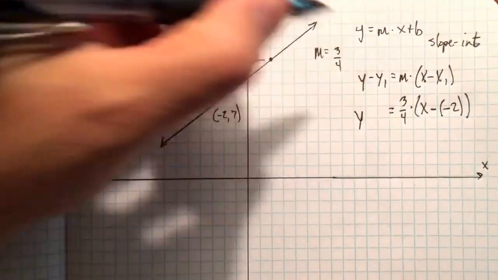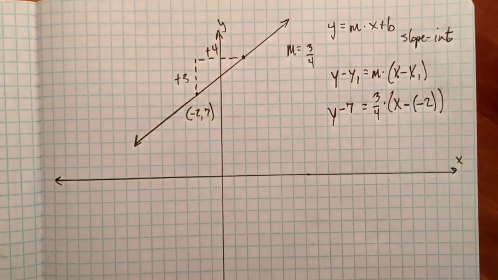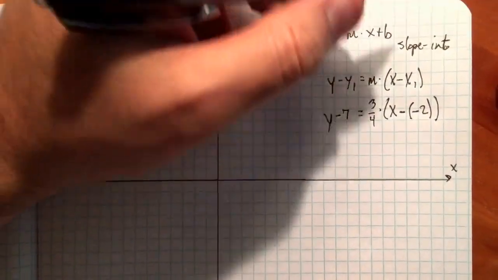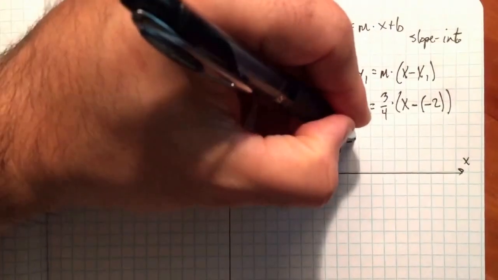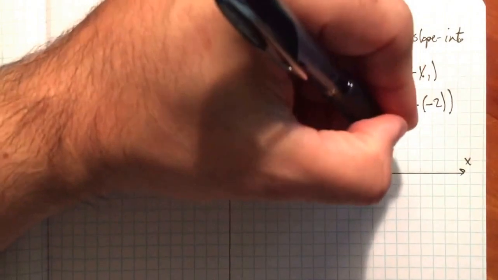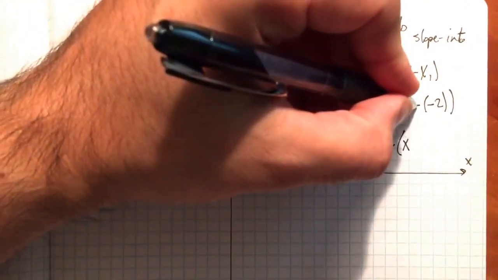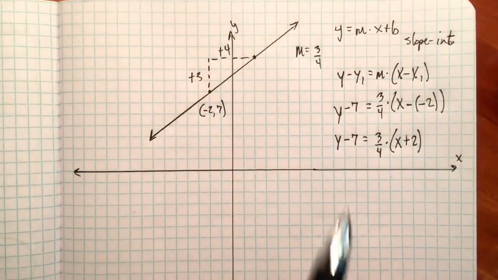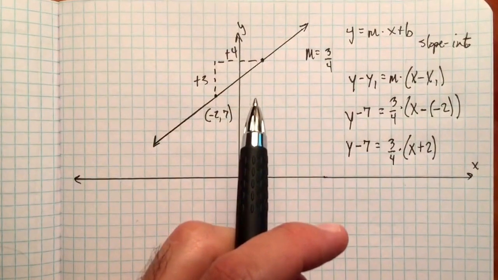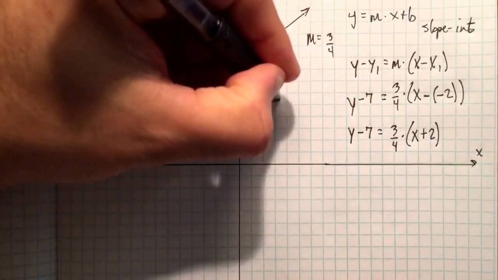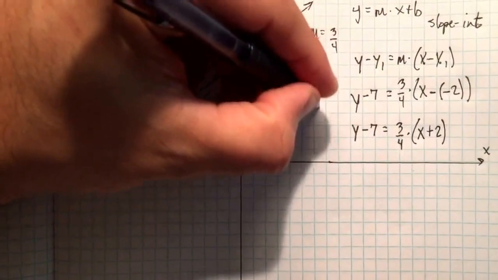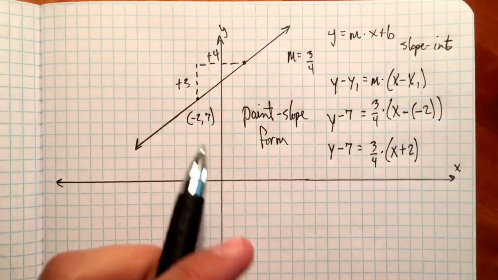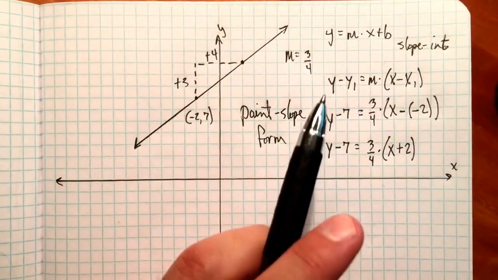equals y minus 7. Now I can simplify this down just a little bit and keep it in point-slope form. Y minus 7 equals 3 over 4 times x, and I've got a negative and a negative, make a positive, 2. And this, ladies and gentlemen, is the equation for this line in point-slope form.